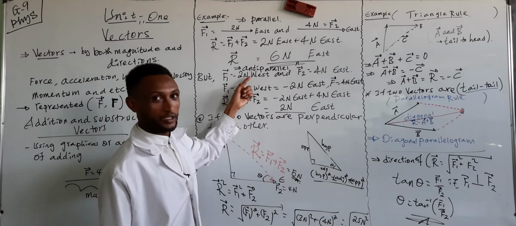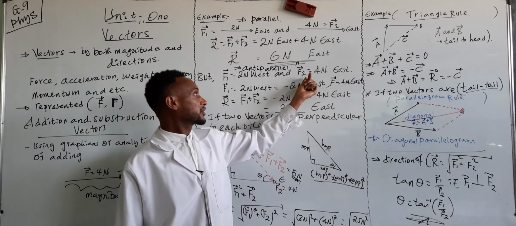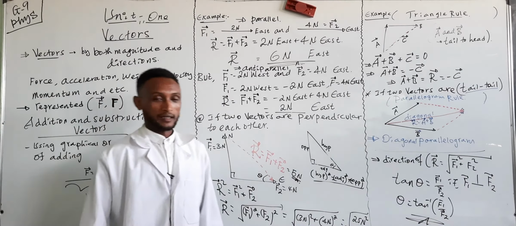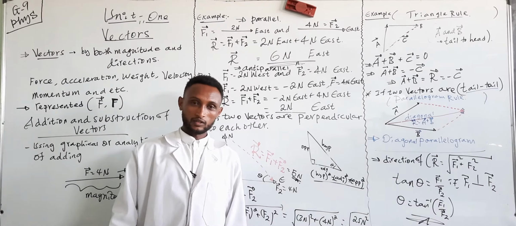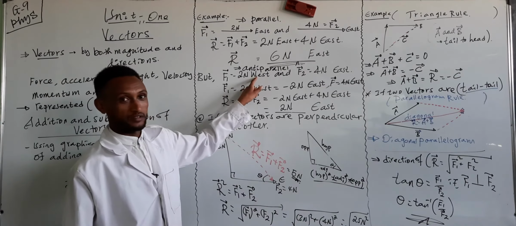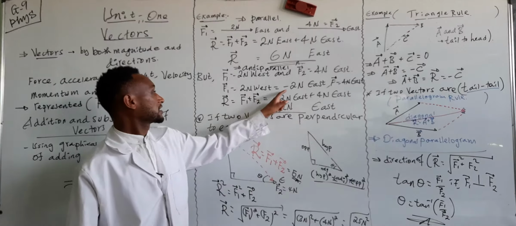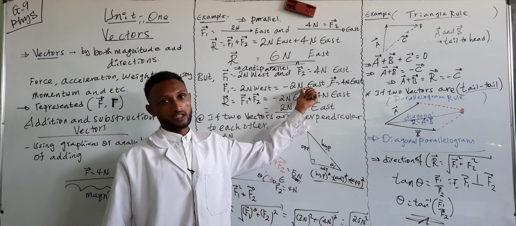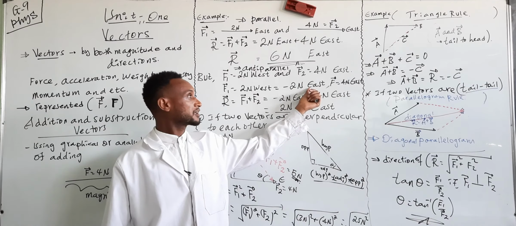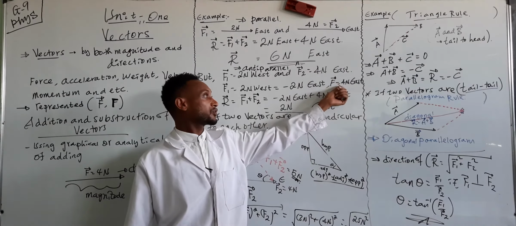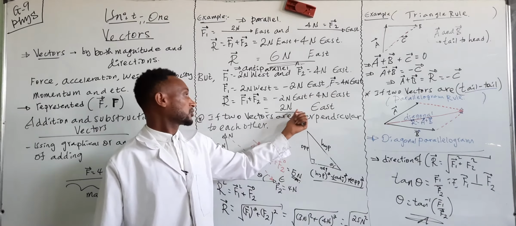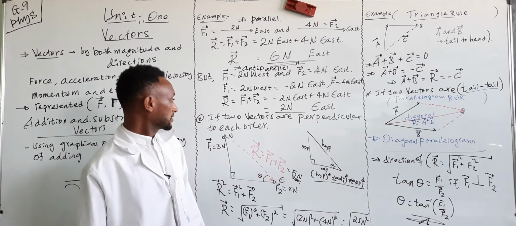Two Newton in the west direction, two Newton in the east direction. If the west is negative, then the two Newton in the east is positive. For the east direction, the first one is double. Two Newton in the east is positive.